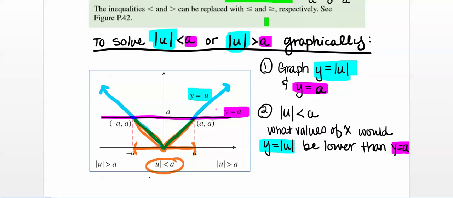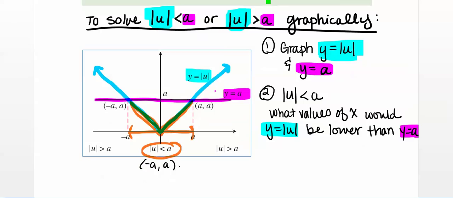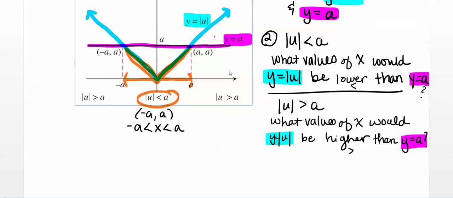Okay, so when is this true? It's true between negative a and a. Or in inequality style, it's between negative a and a. Okay, same thing, different ways of writing it here. So what values of the absolute value of u graph are going to be greater than or higher than y equals a? And essentially you have these two pieces here. Okay, those two portions are when it's above or higher than. Okay, so if we bring that down, we're looking at this.